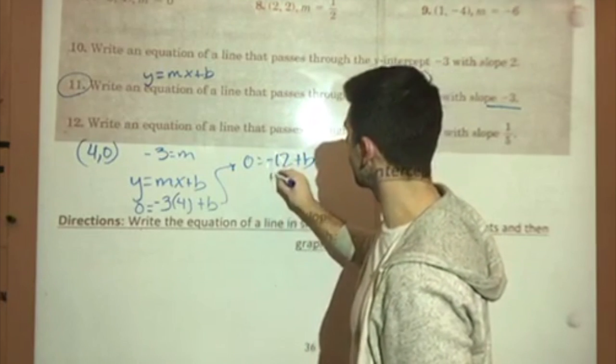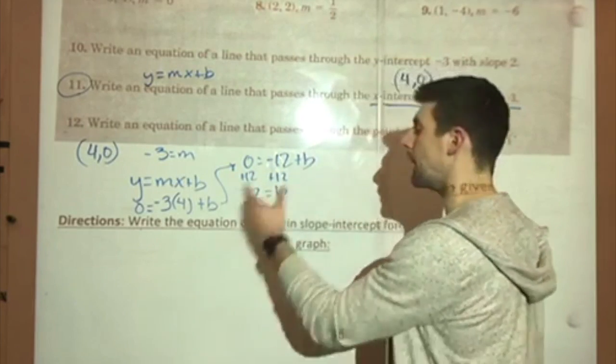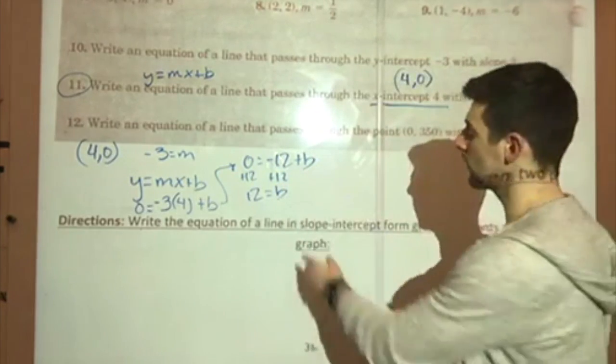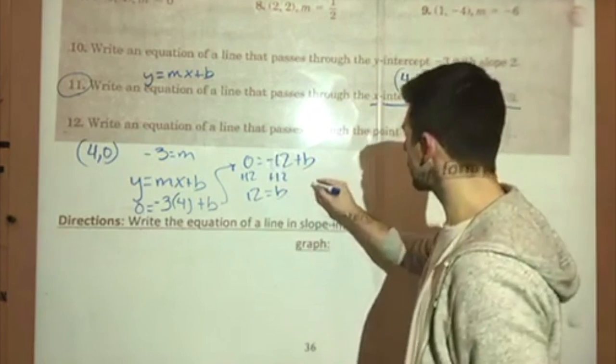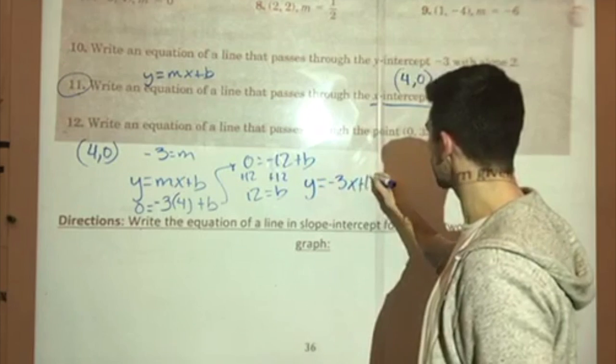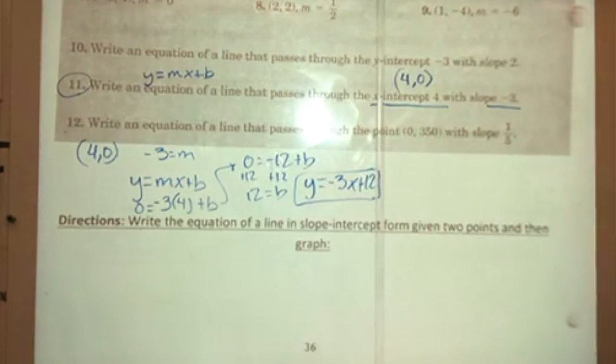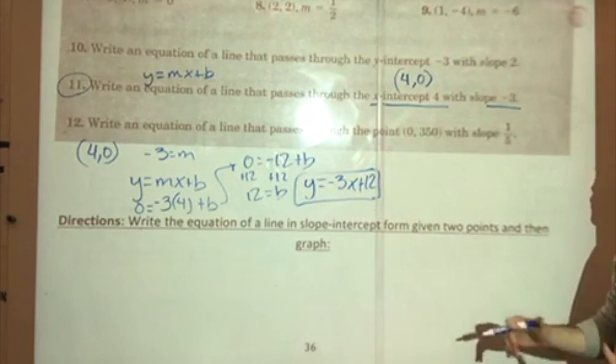If I add 12 to both sides, I get 12 is equal to b, meaning that this line crosses the y-axis right at 12. So the equation for this line is y equals -3x plus 12. I hope by now these are getting easier. These are super easy. I can totally do this.